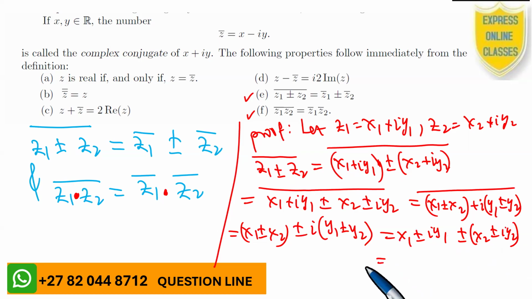So which means therefore, what you're going to have here is that this one is going to be the complex conjugate of Z1. Okay, check this one out. I know we've done it in very cumbersome ways. Plus or minus, and this is the complex conjugate of Z2. Like that.